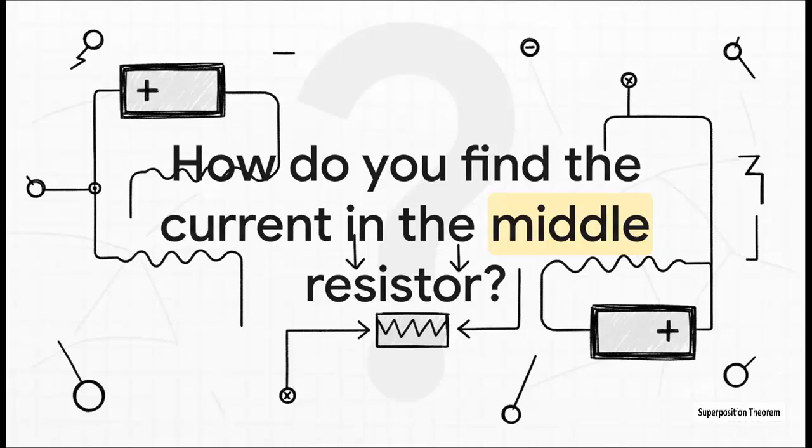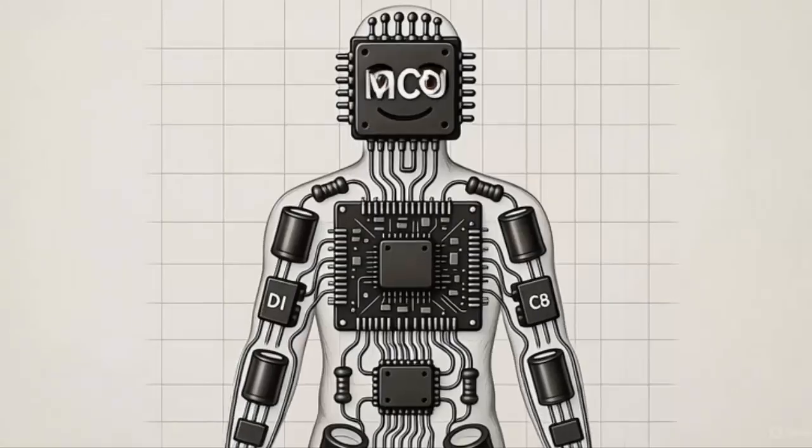With power coming from two different places, how on earth do you figure out the current flowing through that 48 ohm resistor, the one right there in the middle? I mean, with electricity coming from both directions, trying to calculate that directly, well, it looks like a real headache.